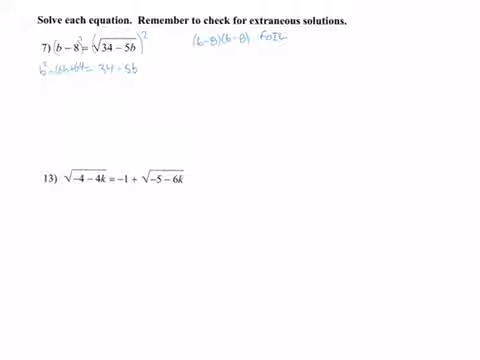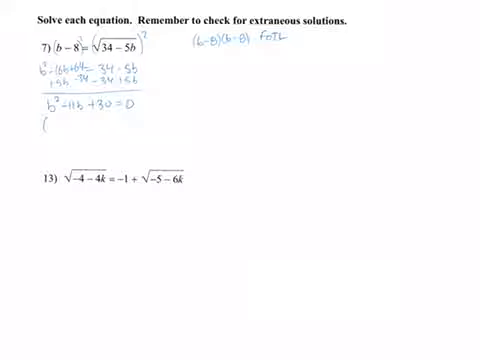Bring everything to one side. I'm going to add 5b. Subtract 34. So it's getting kind of messy. I'll try to clean this up a little bit. b squared minus 11b plus 30 is equal to 0.